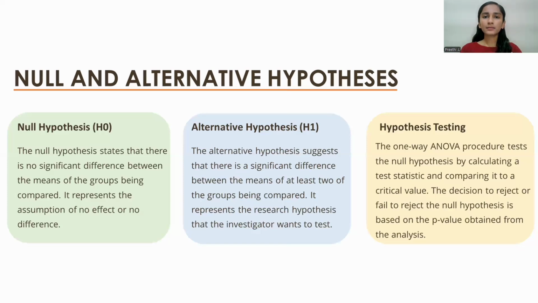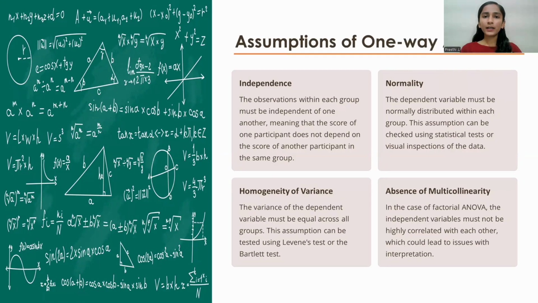Assumptions of one-way ANOVA. Here we'll be discussing independence, normality, homogeneity of variance, and absence of multicollinearity. Independence. The observations within each group must be independent of one another, meaning that the score of one participant does not depend on the score of another participant in the same group. Normality. The dependent variable must be normally distributed within each group. This assumption can be checked using statistical tests or visual inspections of the data.